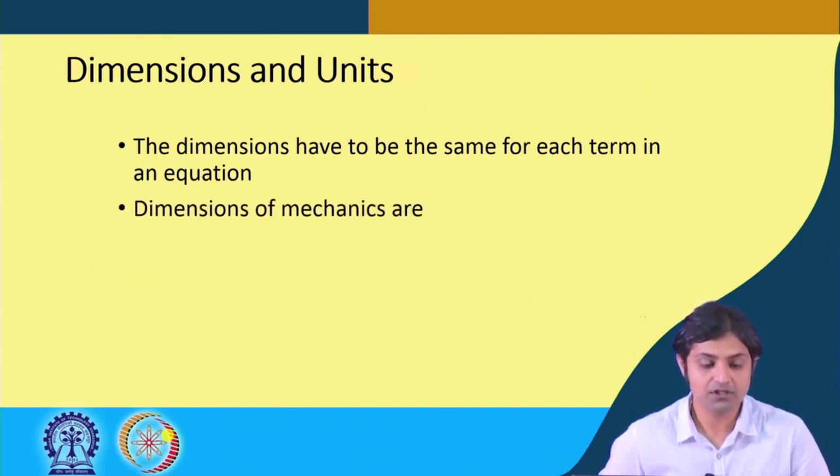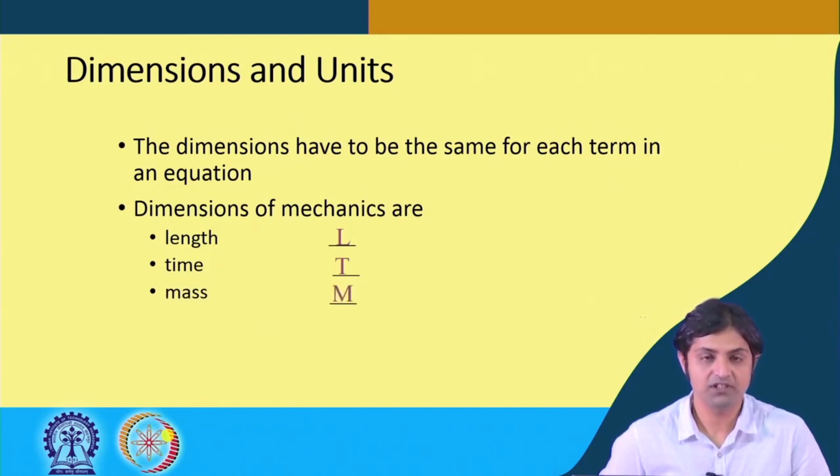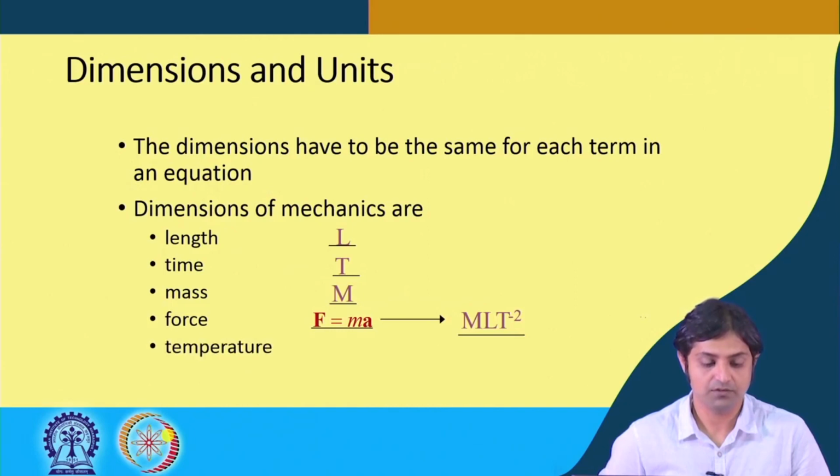Some of the common dimensions of mechanics are length, which is denoted by L, time, which is denoted by T, and mass, which is denoted by M. These are the three basic dimensions that we generally consider. Force is given by mass into acceleration, and in terms of dimensions it can be written as MLT^-2, because mass is M and acceleration is rate of change of velocity, which gives LT^-2. Temperature is denoted by theta.